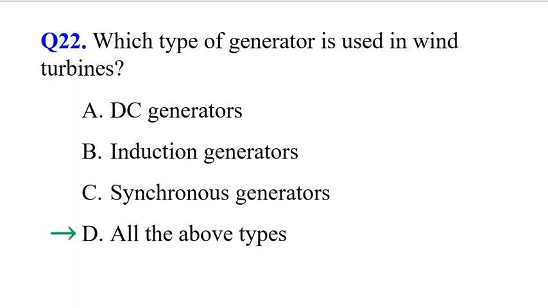Which type of generator is used in wind turbines? Depending on the applications, you might use DC generators, sometimes induction, sometimes synchronous, but it depends on your application or the scale of power you are looking for. So all the above types.